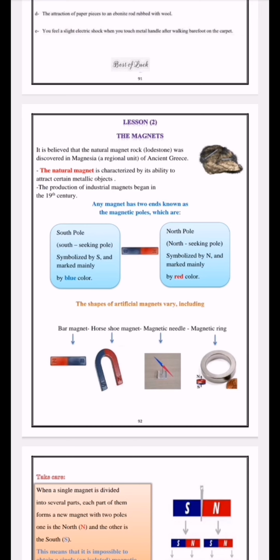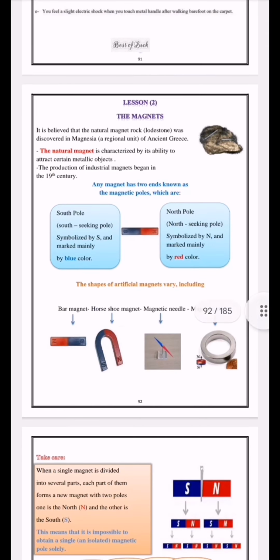And do you know, as we said before, the magnet has two ends or two poles known as South Pole and North Pole, okay? The South Pole is colored blue and symbolized by the letter S. And the other pole is called the North Pole, colored red and symbolized by the letter N, okay? So any magnet has two poles, North Pole and South Pole.